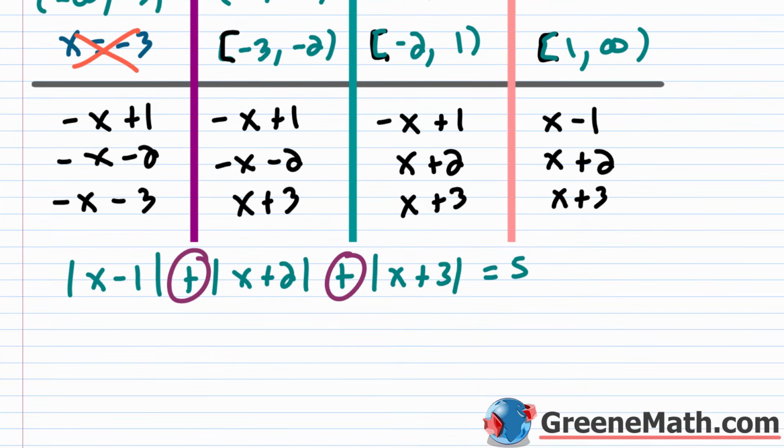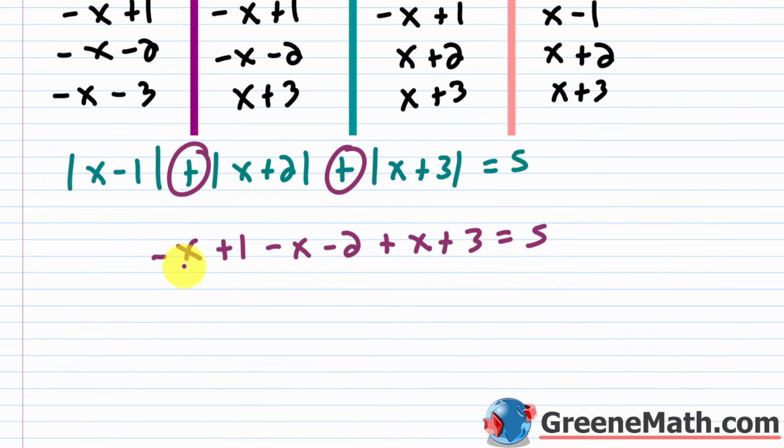So for this one, let's just go through it. You have negative x plus 1, and then I'll go minus x minus 2, and then plus x plus 3. This should be equal to 5. So negative x plus x, that's going to cancel. Let me just show that. This would cancel. And you have negative x. So 1 minus 2 is negative 1. And then negative 1 plus 3 is going to be plus 2.